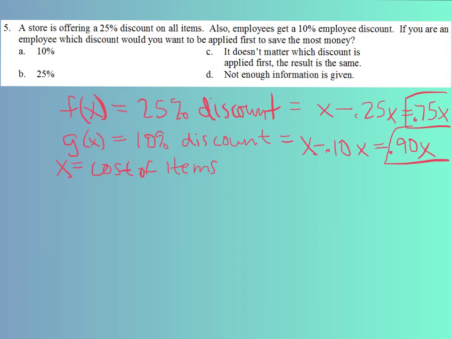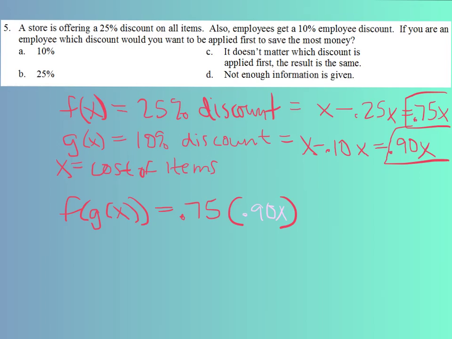Now what I need to do is I have to compose them to see which one's going to save me the most money. So let's do f of g of x first, which means I'm plugging into my f of x, my g of x.